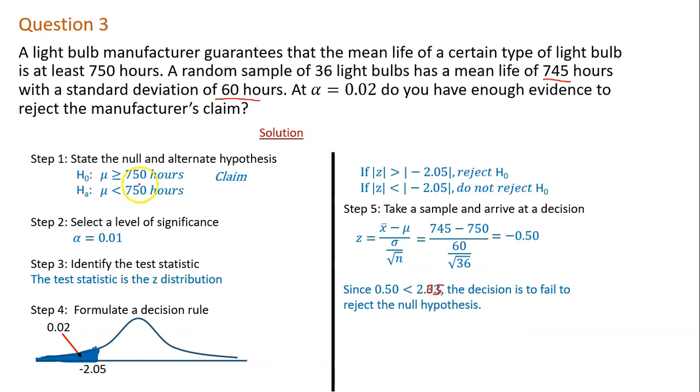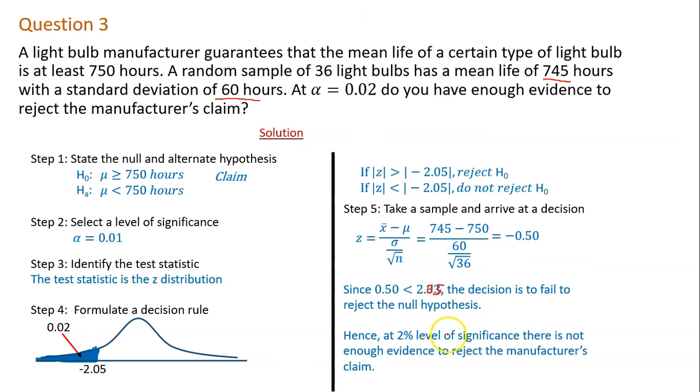So how do we conclude? When you look at this, you realize that the claim is the null hypothesis. And remember, whenever the null hypothesis is a claim, and you do not reject the null hypothesis, you conclude that there is not enough evidence to reject the claim. So we can answer in accordance with the question by saying that hence at 2% level of significance, or at alpha equals 0.02, there is not enough evidence to reject the manufacturer's claim.